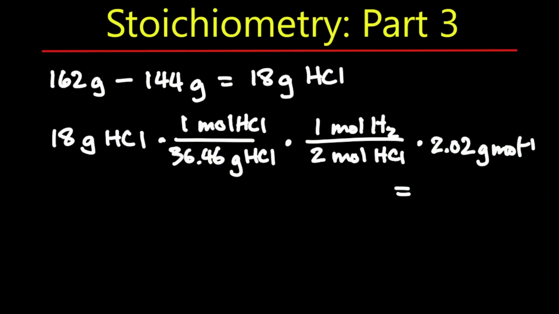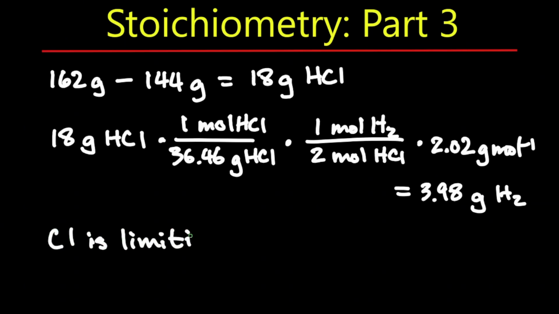It turns out the mass of hydrogen left over is 3.98 grams of H2. And this is the amount of hydrogen that would be left over as excess after the chlorine is completely gone. In this case, we say that the chlorine, Cl2, is limiting, and the hydrogen, the H2, is in excess.